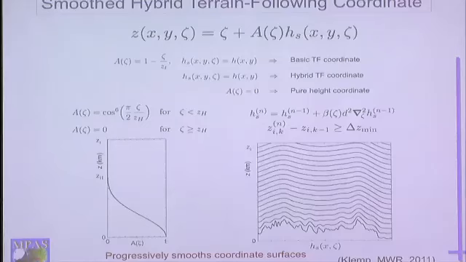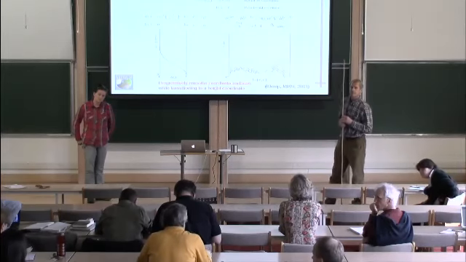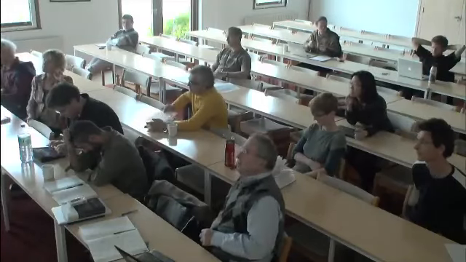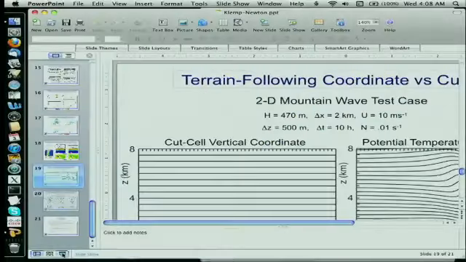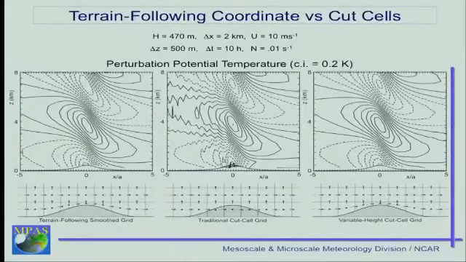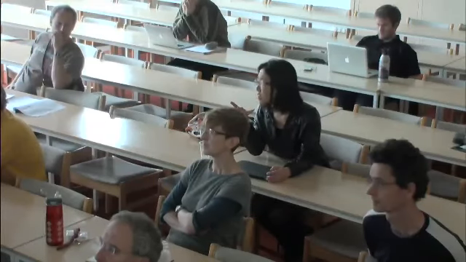I just have a quick comment on the terrain point versus cut cell slide. Could you show me the secret slide? The secret slide, yes. This was the secret slide, I think, right? Yes. I think the question is really interesting, and it looks like the terrain point grid and variable height cut cell grid look exactly the same. But they are the same, yeah.